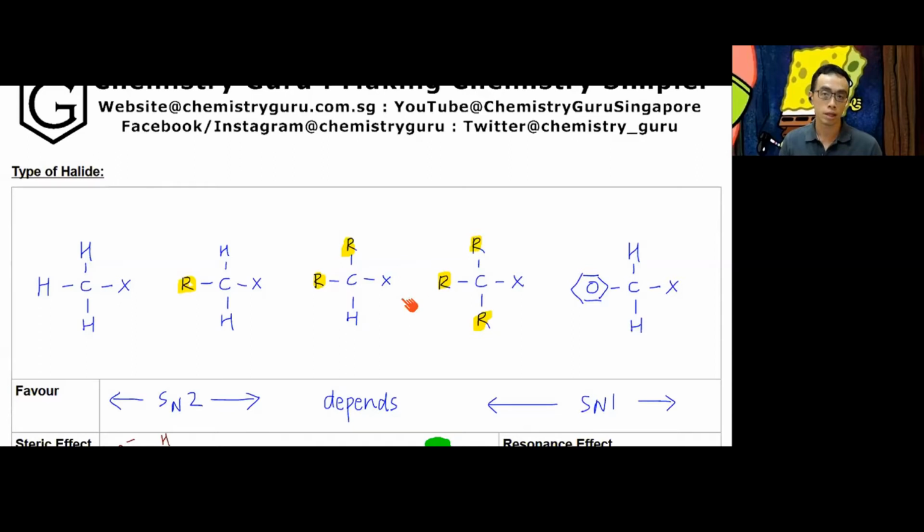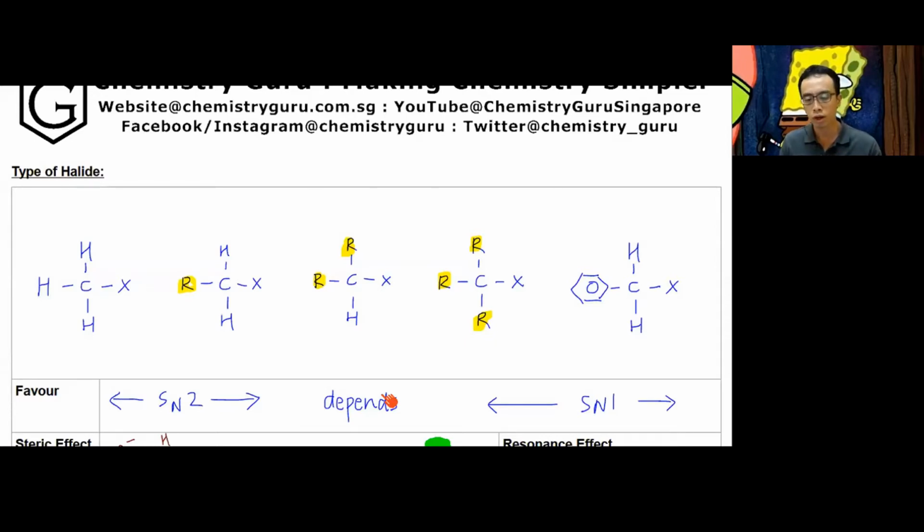In terms of the mechanism that it favors, these two, methyl halide and primary halide, will tend to favor SN2. Tertiary halide will favor SN1. Phenylmethyl halide, if there's a benzene involved, will favor SN1. Secondary halide depends, because it is somewhere in the middle. So the question will have to give us data for me to decide whether it favors SN1 or SN2.